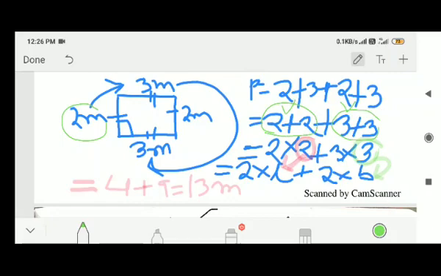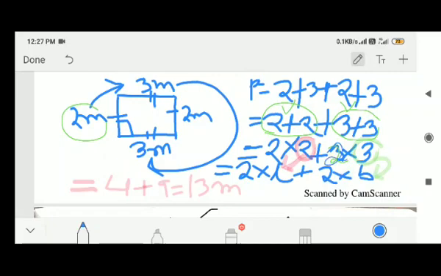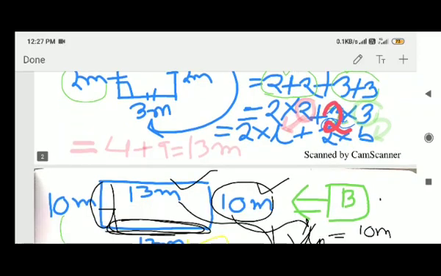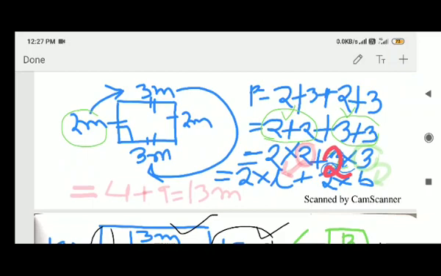So how many 2's are added? 2 times. So I can write 2 into 2, and similarly 2 into 3, because 3 is added 2 times. So 2 into 2 plus 2 into 3. What is this 2, friends?